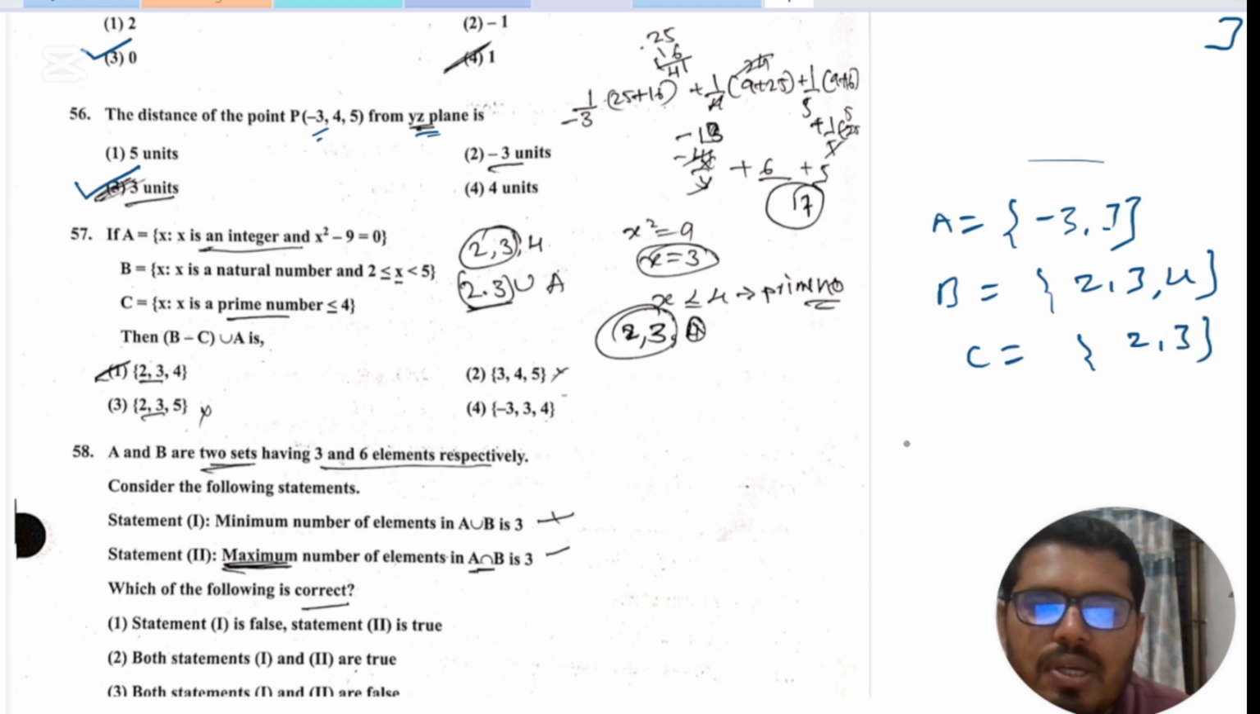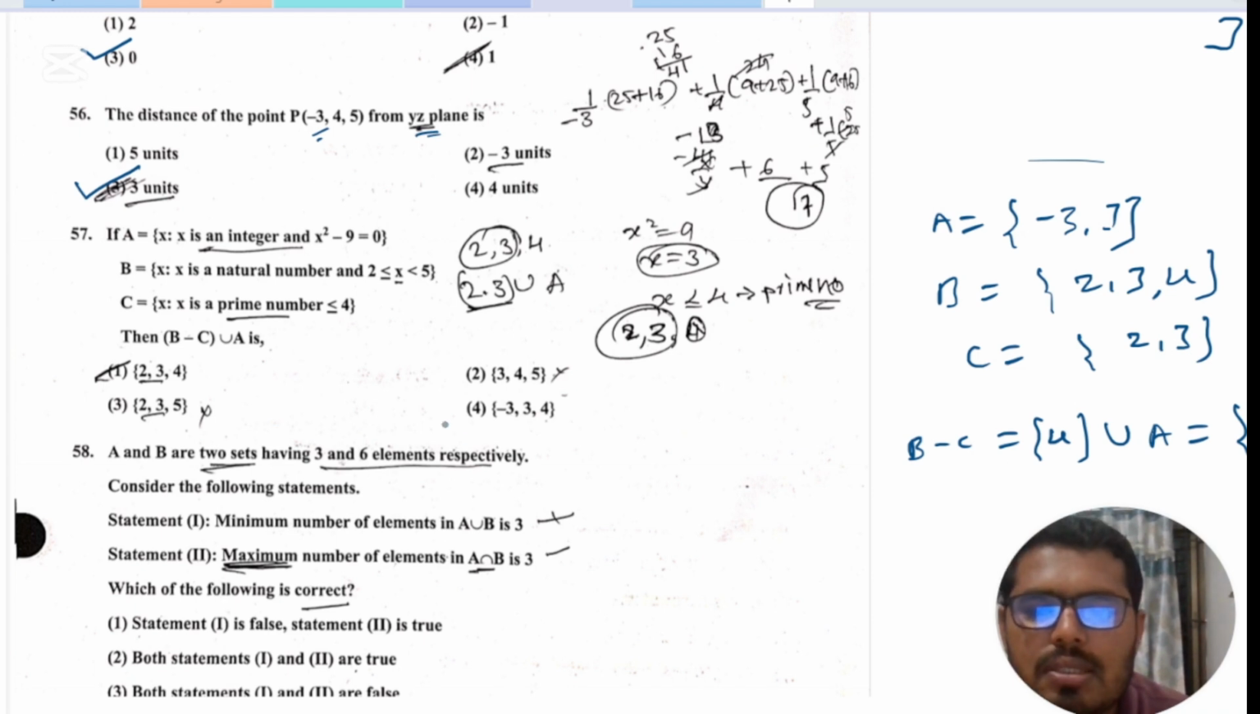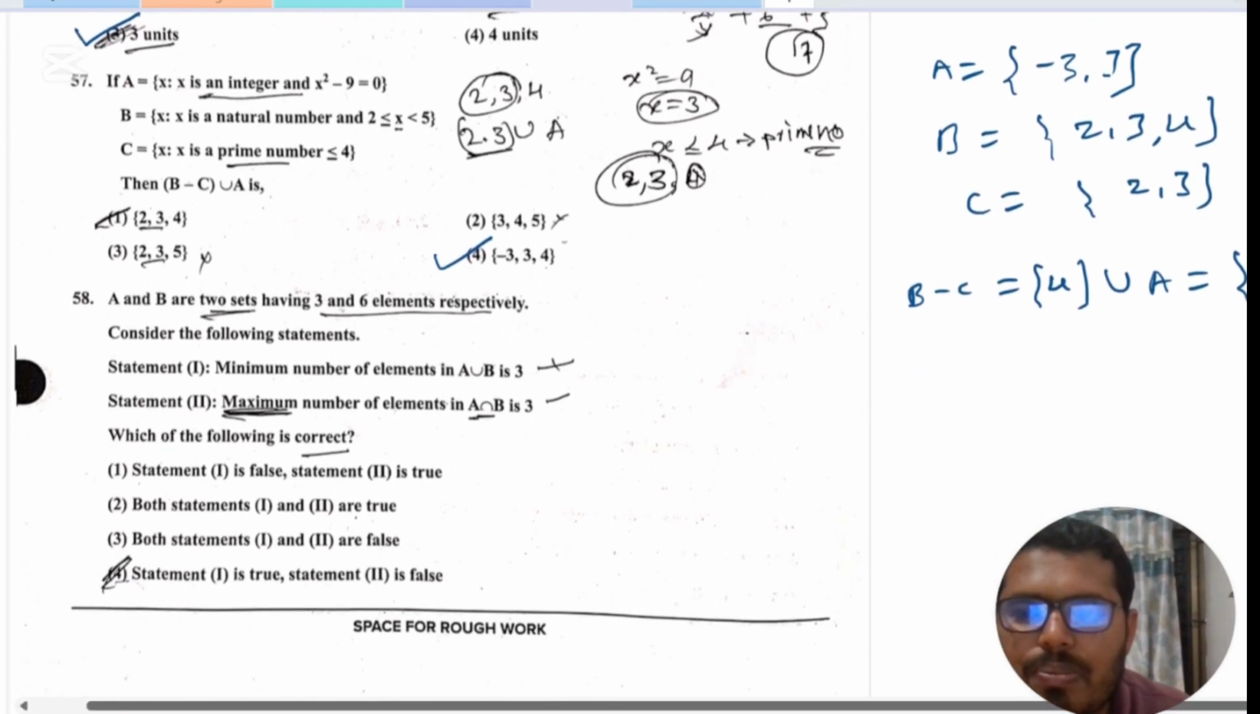Okay, then first you find out B minus C. So B minus C is the elements of B which are not in C, therefore 2 is there, 3 is there, only 4. Okay, union you can take A. A is minus 3, plus 3, and 4. These are the elements in B minus C union A. That is option number 4. Okay, next is question number 58.